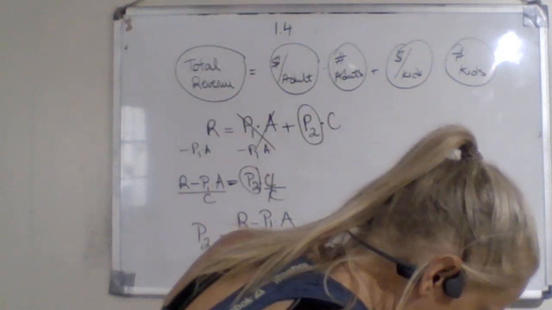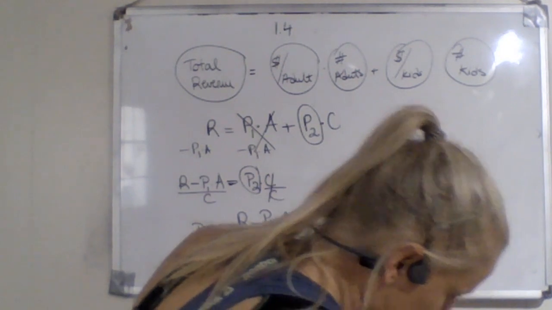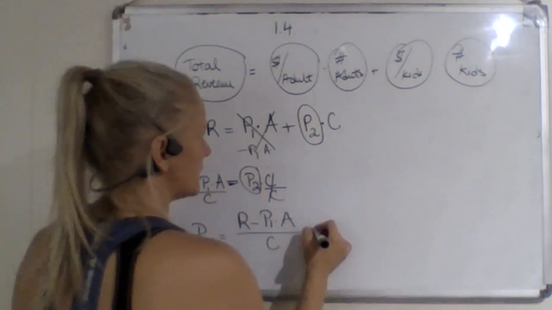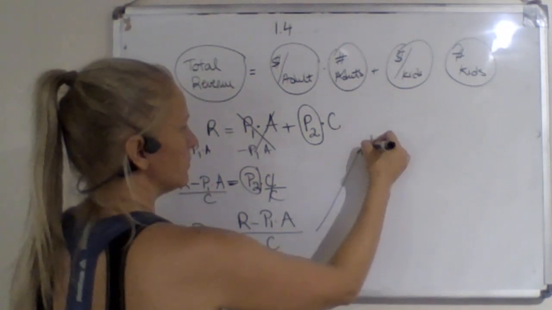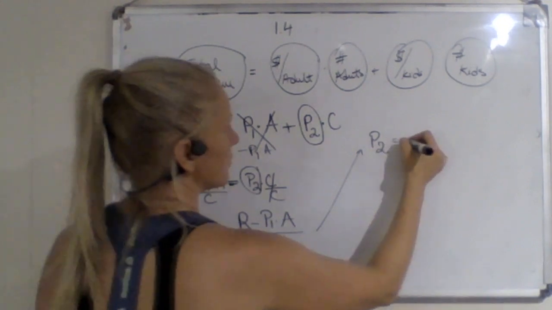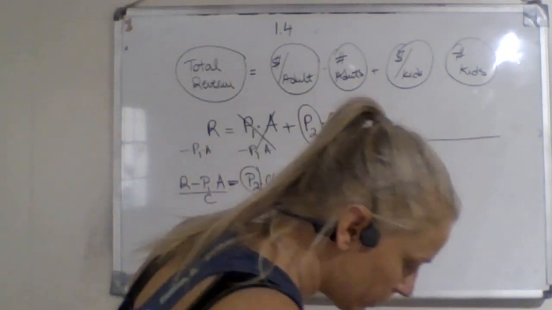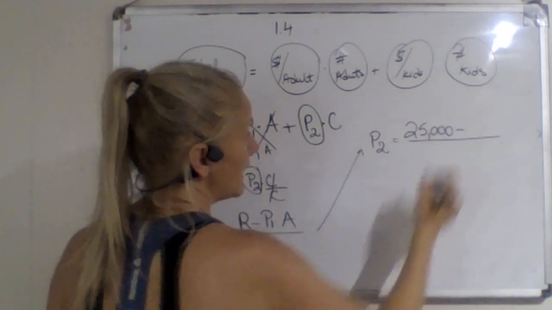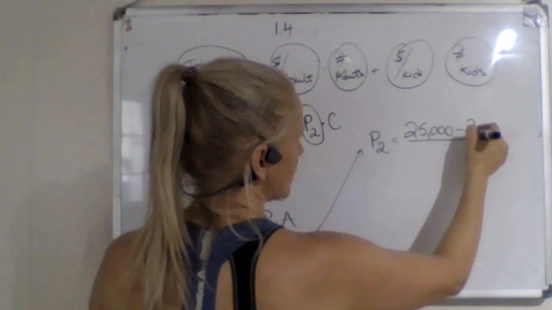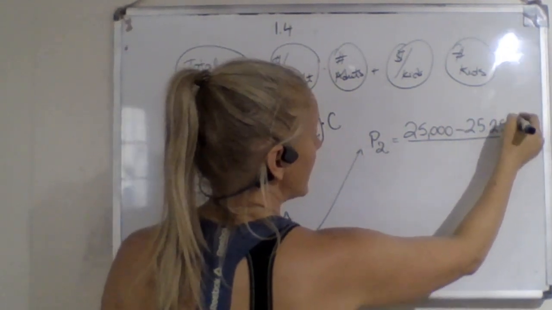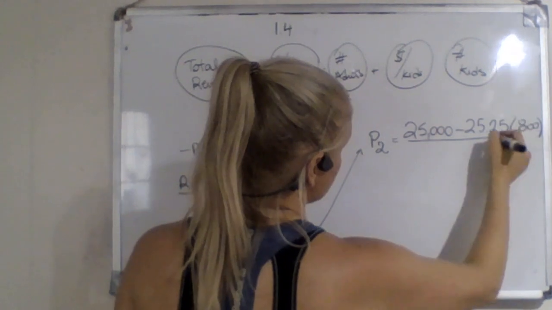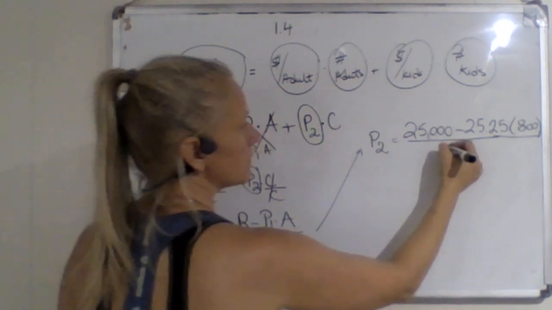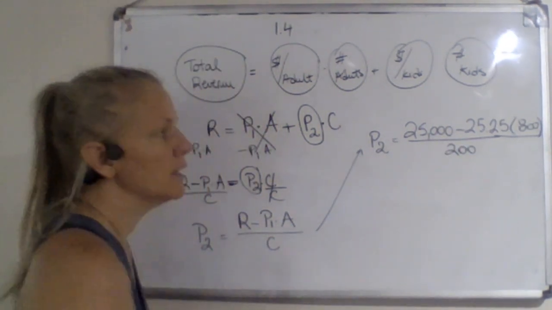They say, how much should you charge per child if you want to sell 200 tickets for children? So let's go ahead and do this. P2 would equal my total revenue. They already told us we're going to sell $25,000, minus the price per adult, which is 25, times the 800 adults that are coming. And now I go, well, what if I want 200 kids? What will that be?